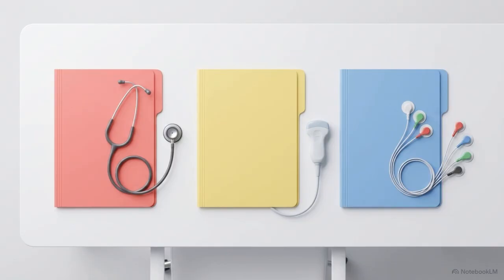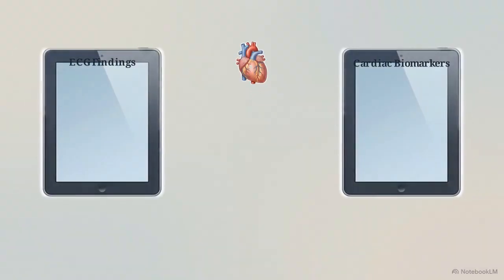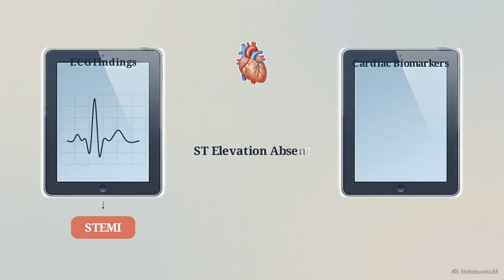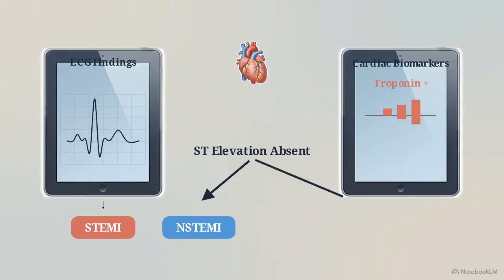Acute coronary syndrome classifications are dictated strictly by ECG findings and cardiac biomarkers. A STEMI requires ST segment elevation in contiguous leads or the presence of a new left bundle branch block. If ST elevation is absent, the diagnosis hinges on troponins. Elevated troponins indicate an NSTEMI, while negative biomarkers classify the event as unstable angina.